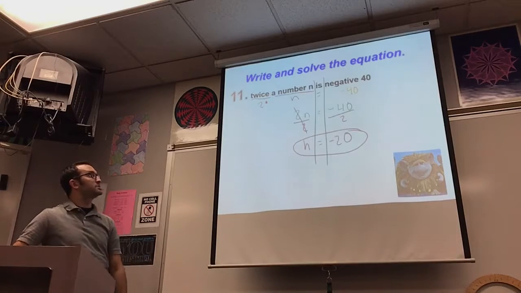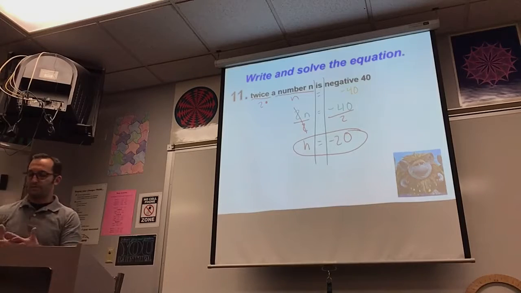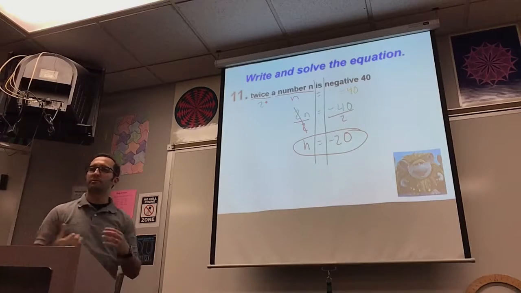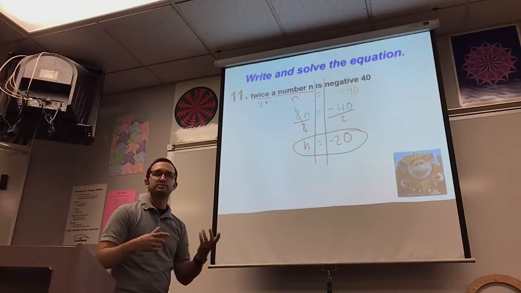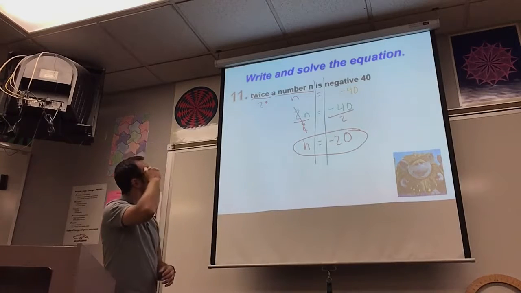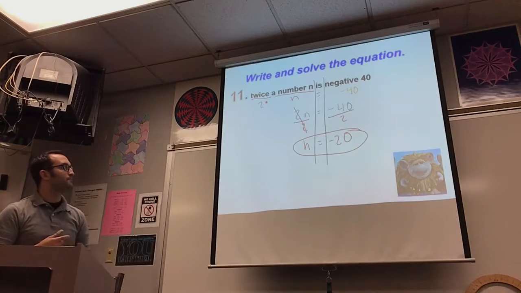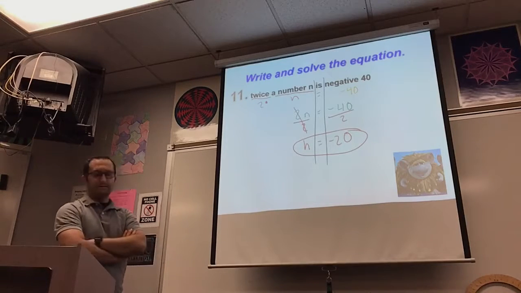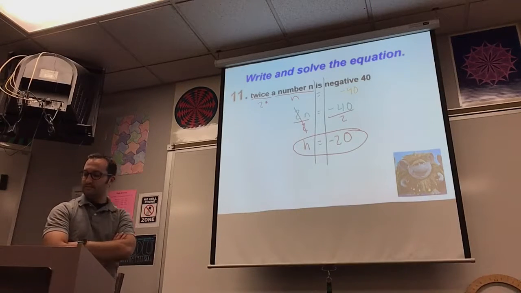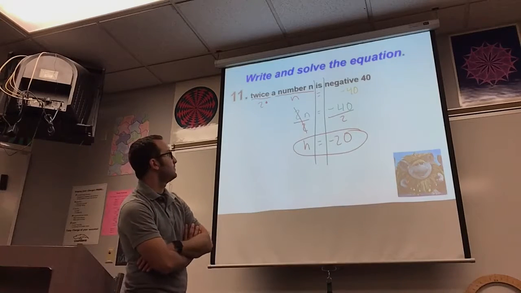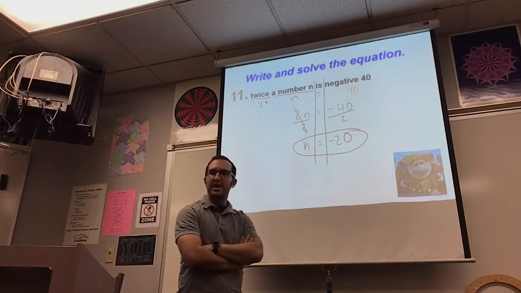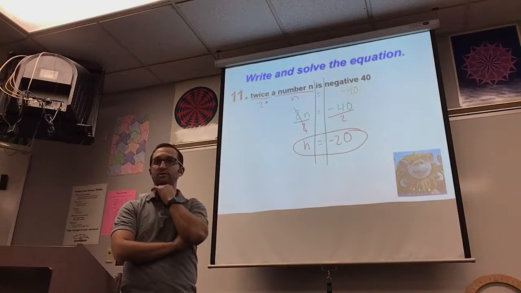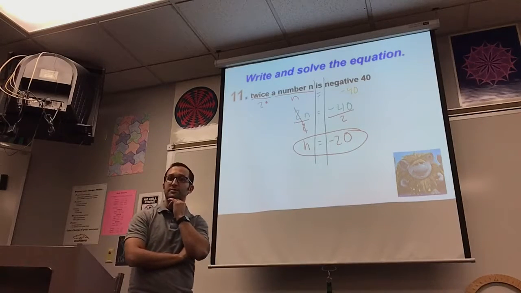And then the last one from the notes, I don't think we need to talk too much about it. Twice a number means what? 2 times. Right, it's times 2. So if it's 2n equals negative 40, we have to use the inverse operation to combine.